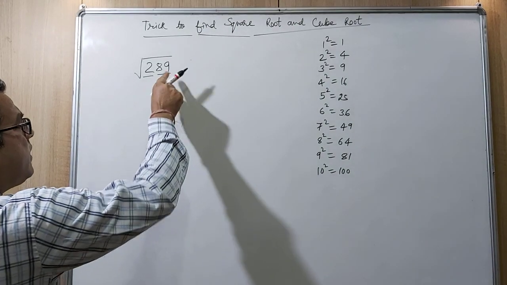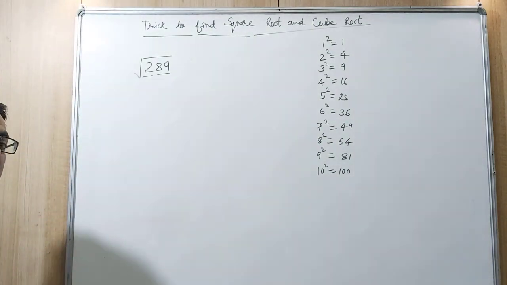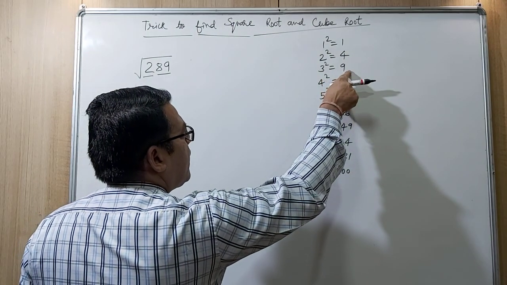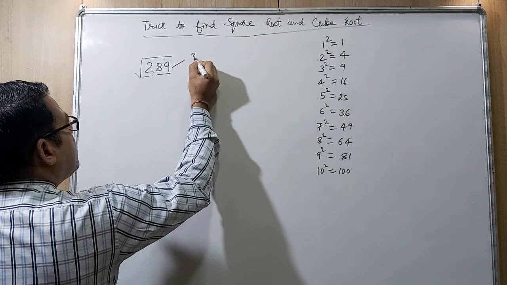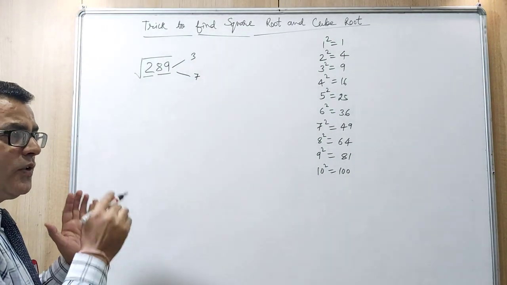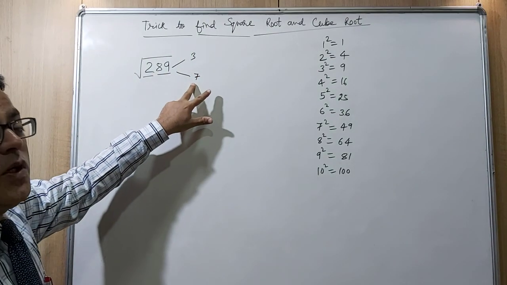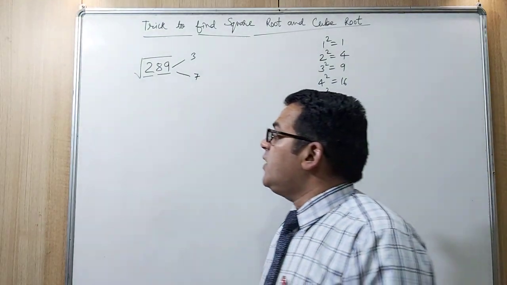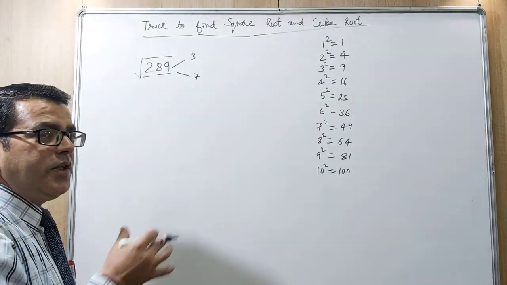So the last digit is 9. Now you need to observe from this table whose square ends at 9. You can see here the square of 3 ends with 9, and also the square of 7 ends with 9. So there are two possibilities. It means our answer should have either 3 or 7 as the unit digit. We are not sure which number we can take here, right? Now, you just leave it here only. We'll decide later which digit will come here.